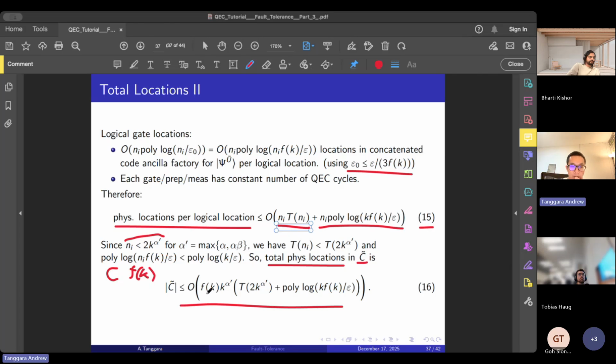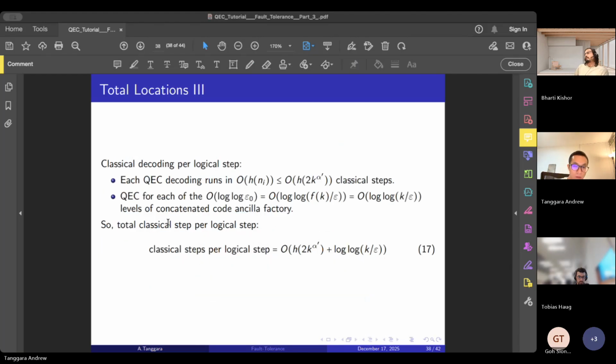So if the location overhead is basically just this bit, it's polynomial in k. This T is the number of times you repeat the syndrome extraction, and that's just a polynomial. And Fk is the size of the original circuit. So basically, this is a polynomial location overhead. And there is still this classical decoding.